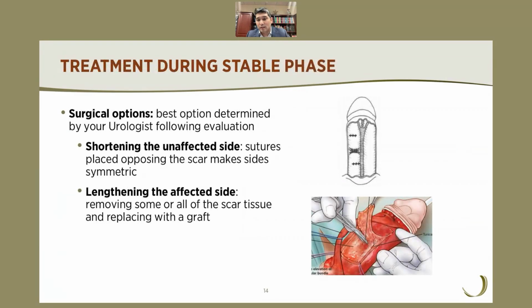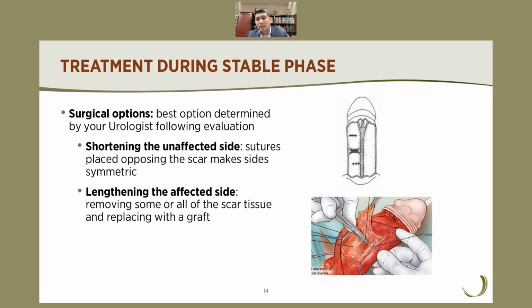If a patient either fails XIAFLEX or chooses to go directly to surgical correction, there's many different types of surgical options that's best determined after evaluation by a urologist. Depending on the deformity seen and the specifics of each individual patient, we'll then make recommendations on which type of surgery would be best. But in essence, there's 2 main classes of surgical treatment.